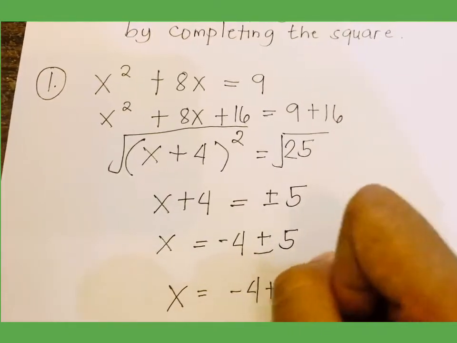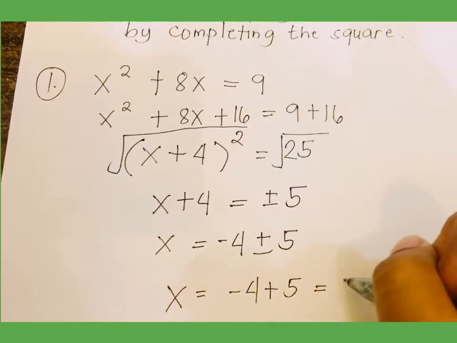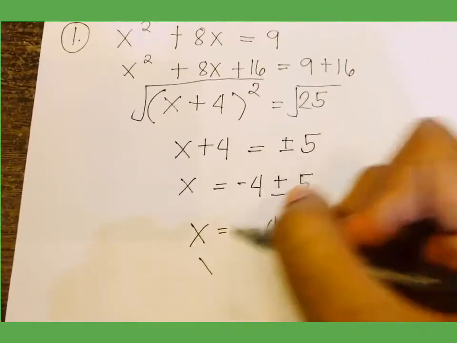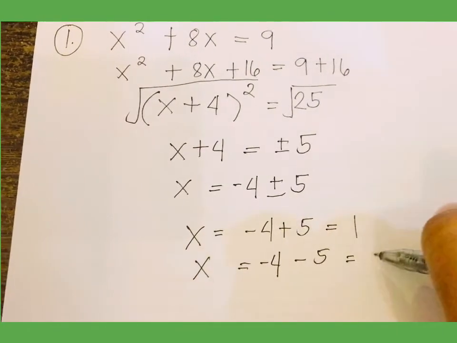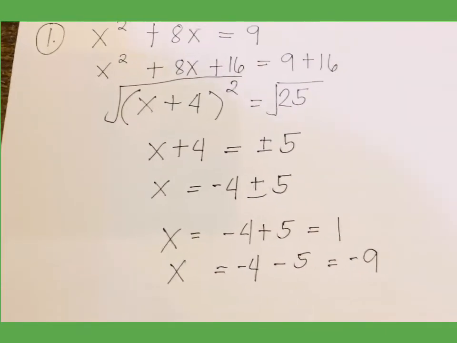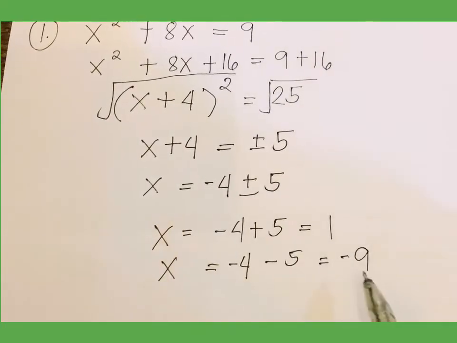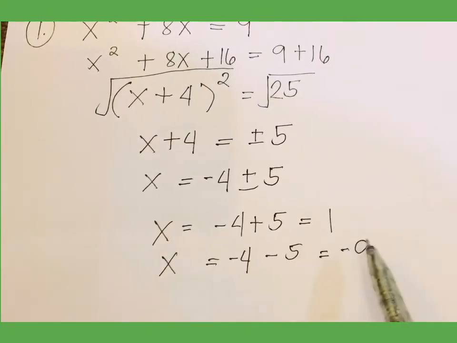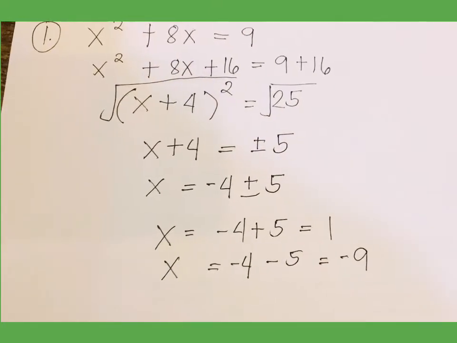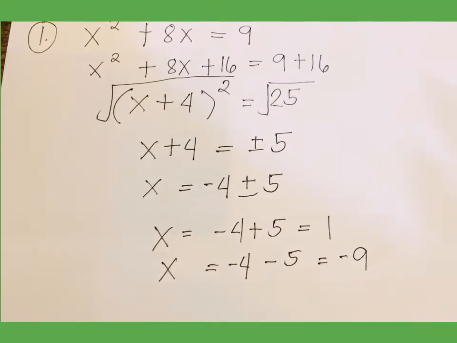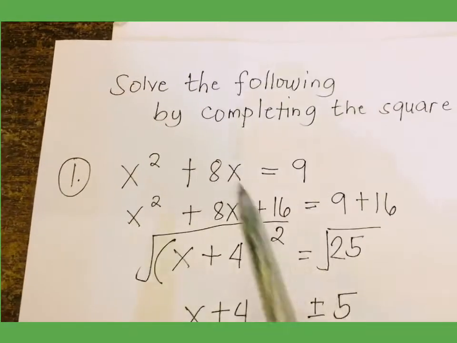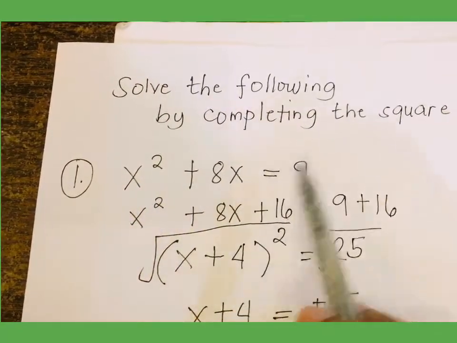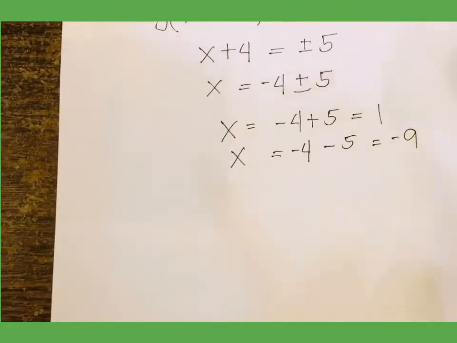Therefore, the x values are x equals negative 4 plus 5, equals 1. And the other value is negative 4 minus 5, so that's equal to negative 9. So the solutions based on our solution are 1 and negative 9. Now we're going to check whether our answers are correct, whether these values for x, which are 1 and negative 9, are the solutions to this equation, x squared plus 8x equals 9.